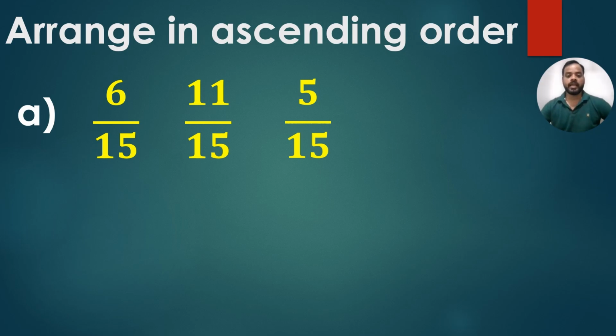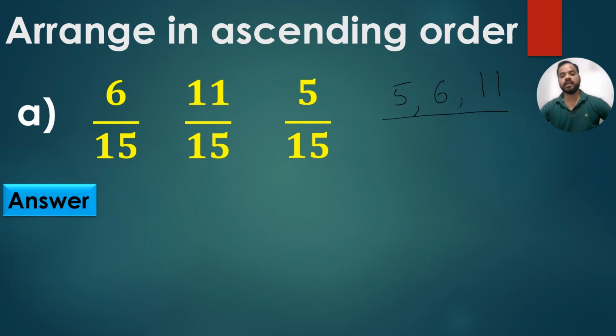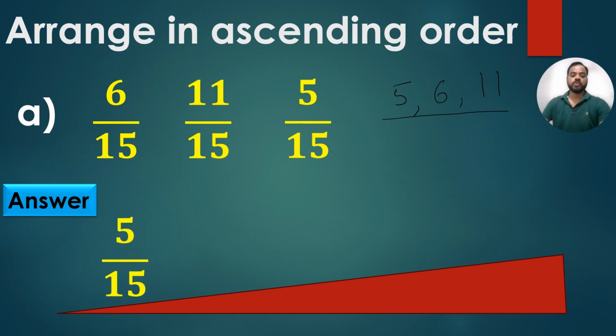Among 5, 6, 11, if we write 6, 11, 5 in ascending order, what do we get? 6 is greater than 5, 11 is greater than 6. So how can we write in ascending order? In ascending order, we have to write the smaller number first. So we have to check the numerator.